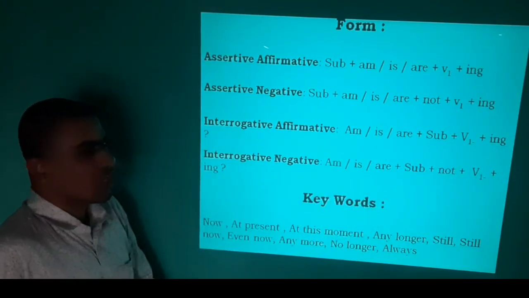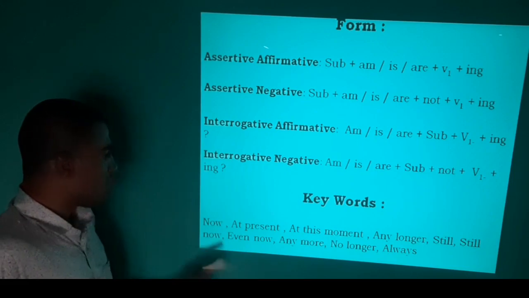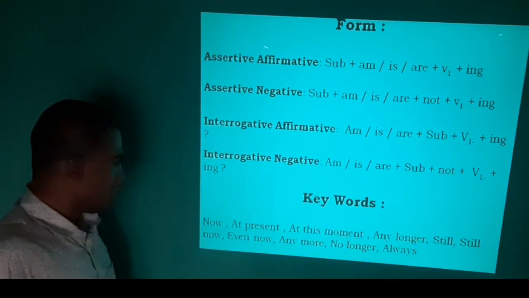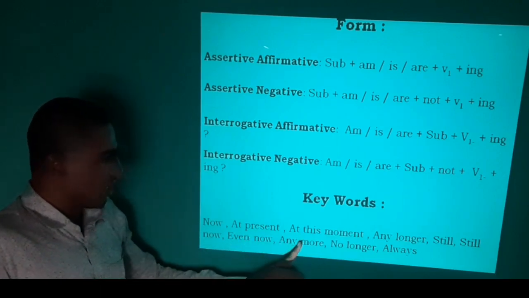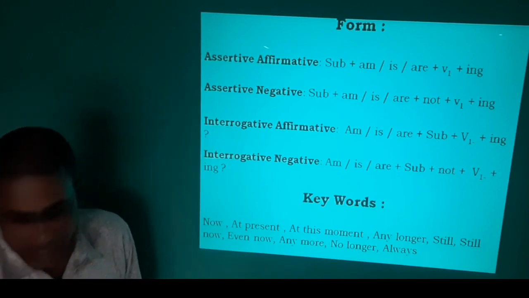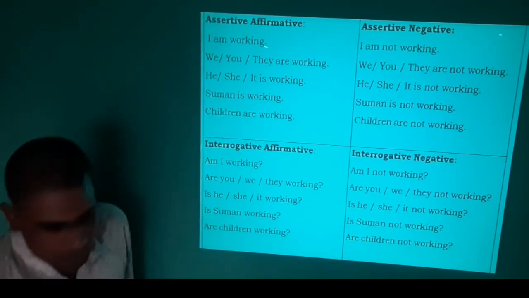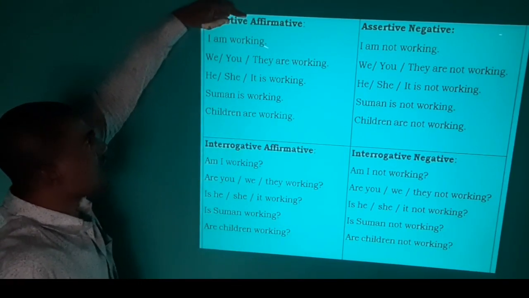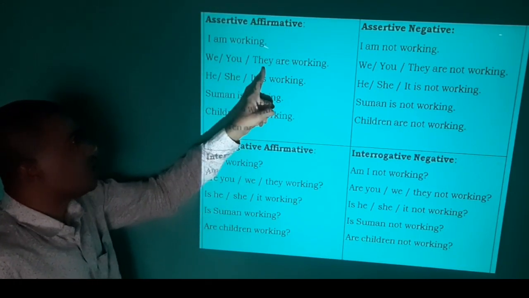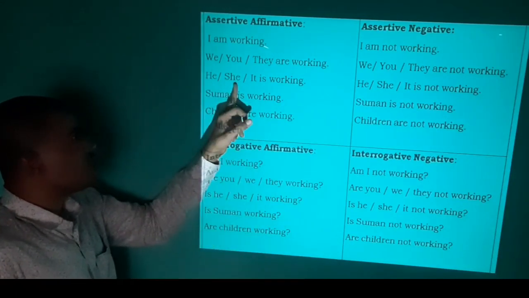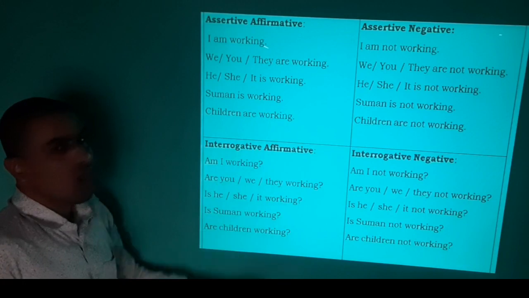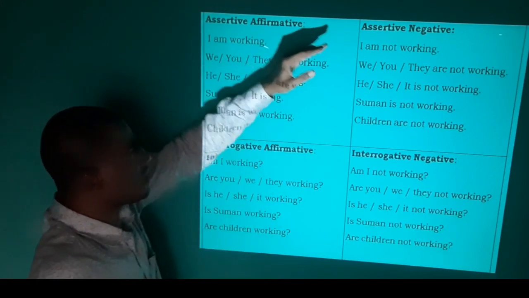And then what are the keywords that we get? Now, at present, at this moment, any longer, still, now, even now, anymore, no longer, always. So these are the keywords or the indicating words. If you look at the examples, assertive positive: I am working, we, you, they are working, he, she, it is working, Suman is working, children are working. So here these are the examples.